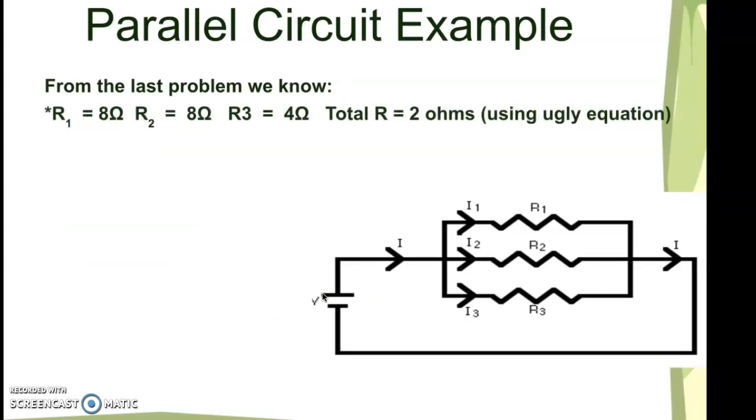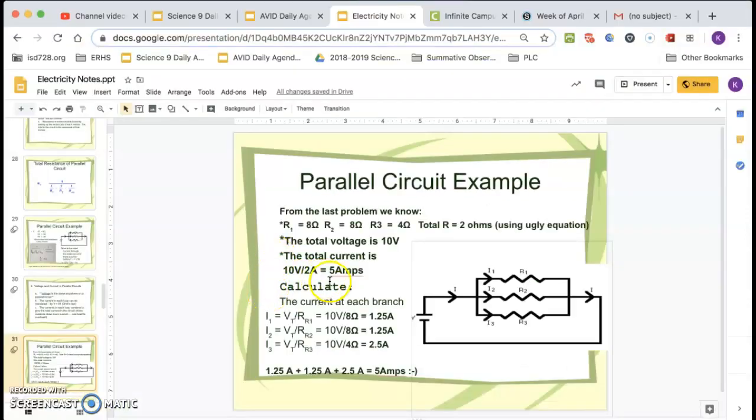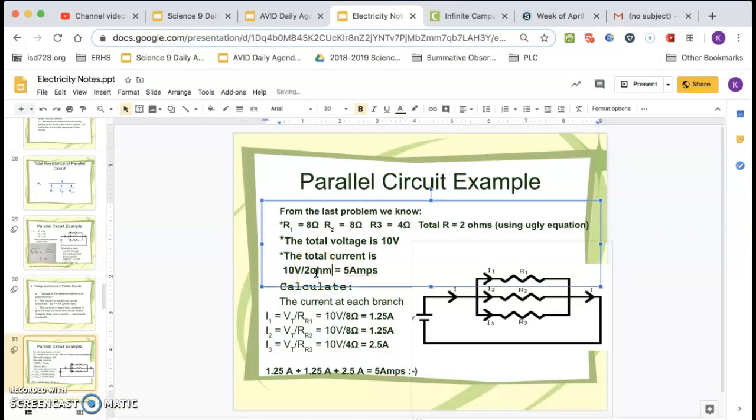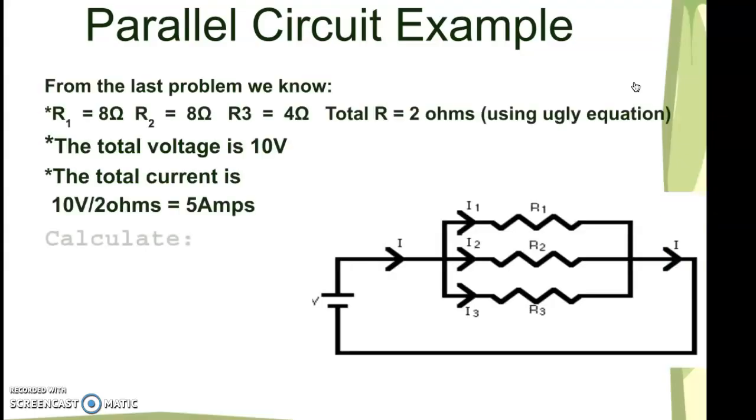This is the same picture you saw before. Just to remind you, what are each resistor equal to? 8, 8, and 4. We found that the total resistance using that ugly equation was 2 ohms. We said that we're going to use a 10-volt battery, and we calculated total current by taking 10 volts divided by 2, sorry, this should be 2 ohms. Let me fix that here. So 10 volts divided by 2 ohms gives us our 5 amps.